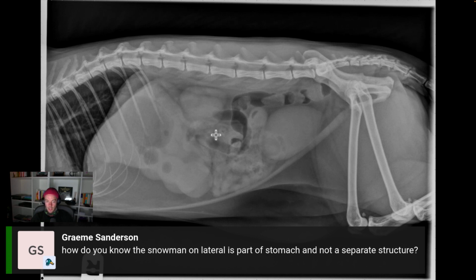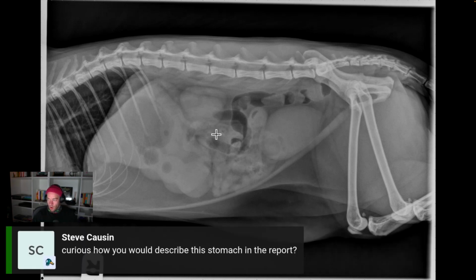How do I know the stomach on the lateral views? The snowman Kong toy is in the stomach and not a separate structure. So let's play devil's advocate. I would describe this as the stomach is severely distended with fluid and a small amount of gas.